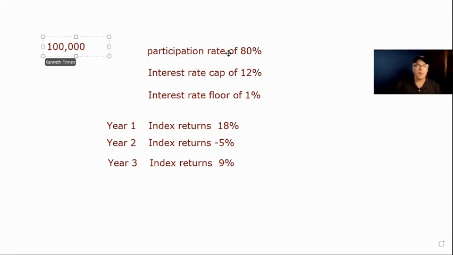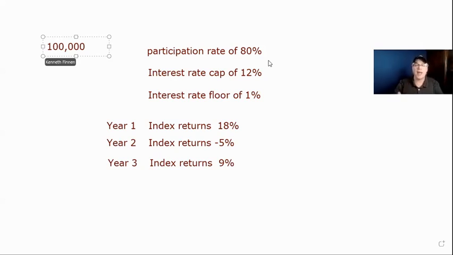So here's what happens. One, they put a participation rate. That means whatever the index does, you will get that X percentage of. In this case, you're getting 80%. So if the index goes up 10%, you'll get 8. If it goes up 20%, you'll get 16. So that's what your return will be. Sometimes it's 90, sometimes it's 80, sometimes it's 95, depending on the product.